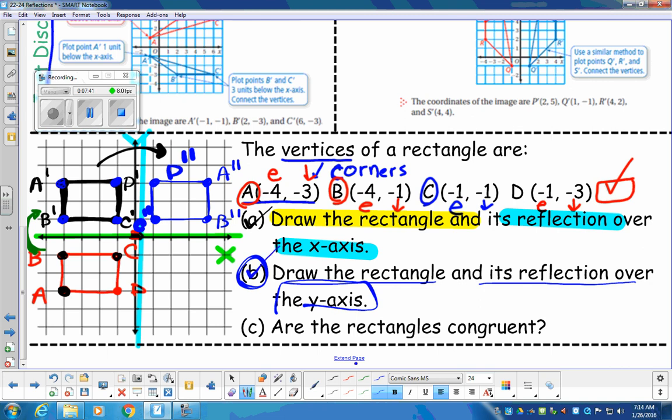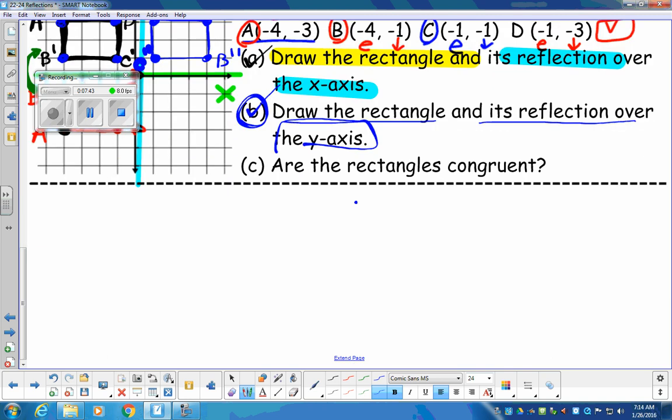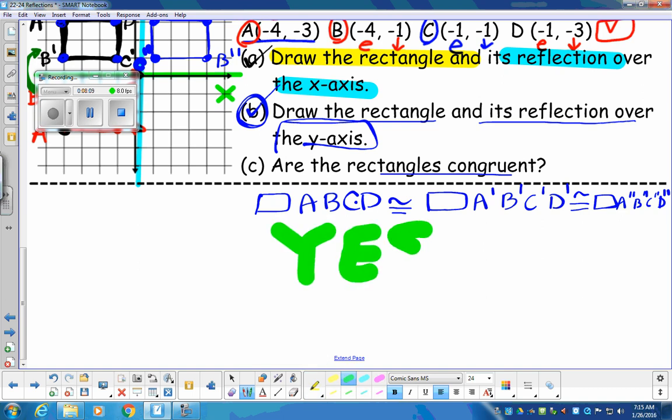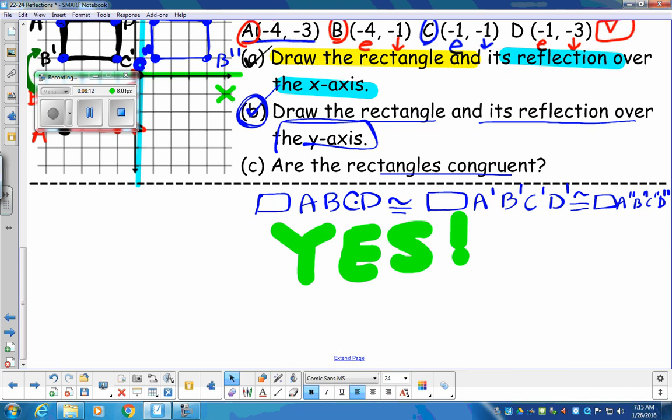So let's go ahead and answer this question down here, which is asking, are the rectangles congruent? We're really talking about, is rectangle ABCD congruent to rectangle A prime, B prime, C prime, D prime? Are they the same size, same shape? Yes. Is that congruent to rectangle A double prime, B double prime, C double prime, D double prime? Is it true that all 3 of the rectangles are congruent, same size, same shape? We would say yes. For sure they are congruent. And if that's the case, then we would say that for sure we have a reflection.